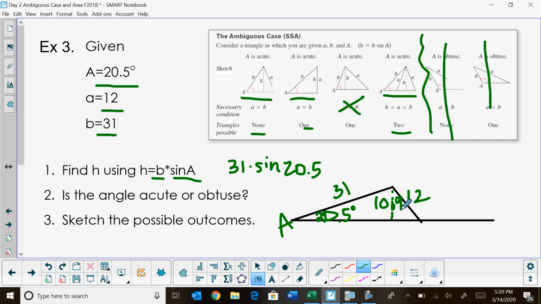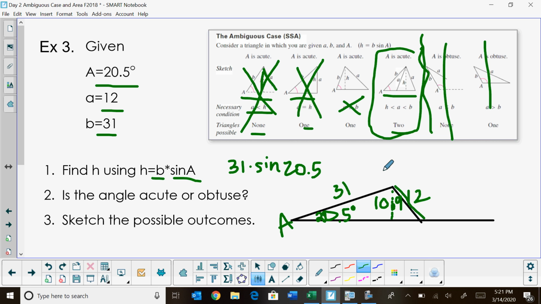How many triangles will this create? Well, is A long enough to create a triangle? Yes. A is longer than the height. A is not shorter than the height, so we can eliminate none. Is A equal to the height? No, A is longer, so it's not 1. So this is the case of 2. This one creates 2 possible triangles.